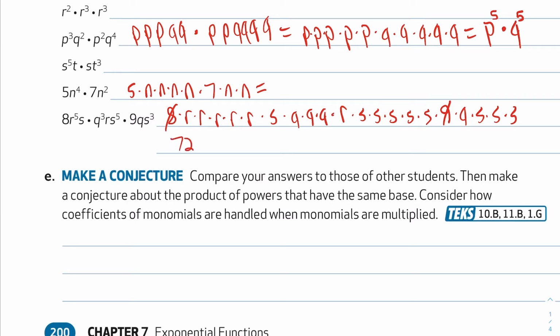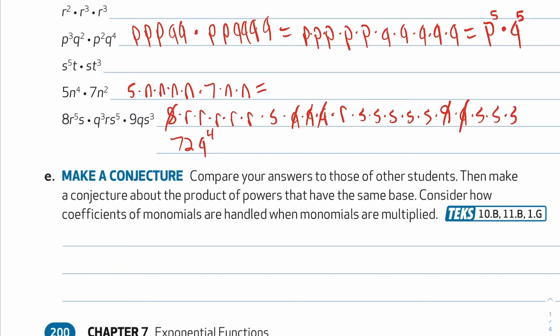Then count how many r's there are. Or since q comes before r alphabetically, let's count the q's. We have 1, 2, 3, 4 q's. So we're going to put q first because alphabetically it comes before the other letters here. And we had 1, 2, 3, 4 q's. So that's q to the 4th power that we have multiplying.